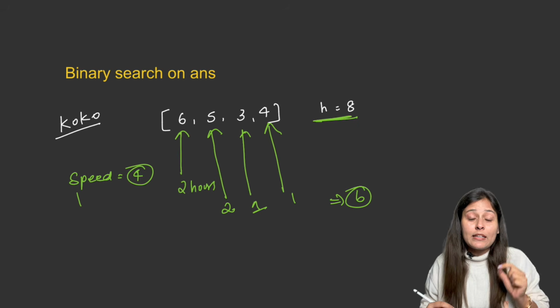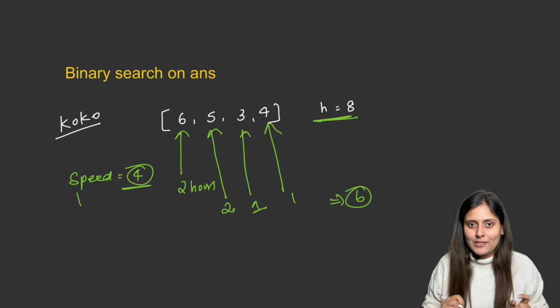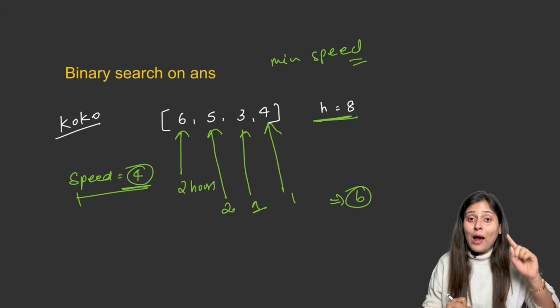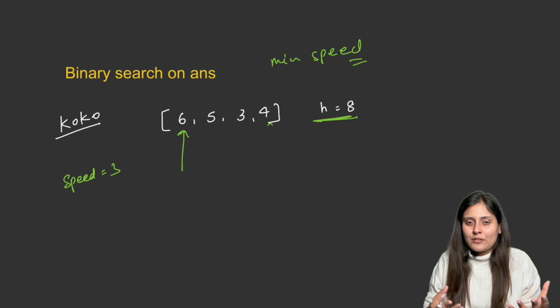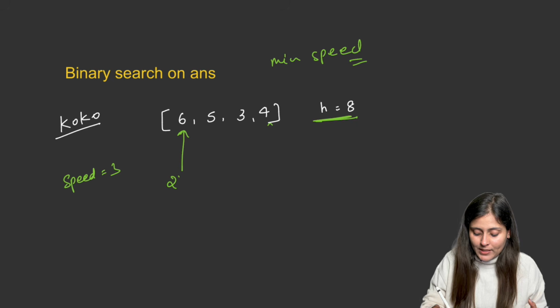But is this a valid answer? Yes, it is a valid answer, but you can go for a lesser speed because the question is asking you the minimum speed. So in this case, you have checked with 4. Now you would like to check with 3. If you are checking with 3, there are 6 bananas. So if your speed is 3, for sure you are going to take 2 hours to complete these bananas.